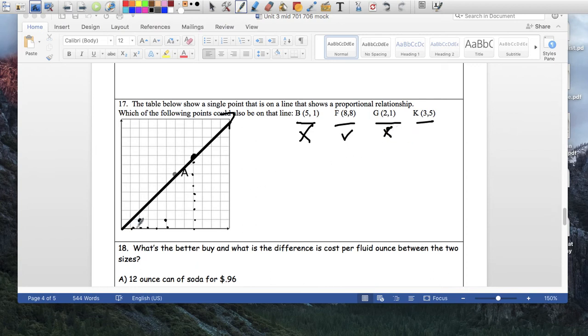And 3, 5. 1, 2, 3. 1, 2, 3, 4, 5. And point K is not on the line. So the only point that's on this line would be 8, 8.